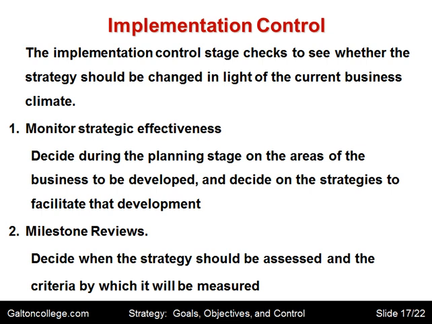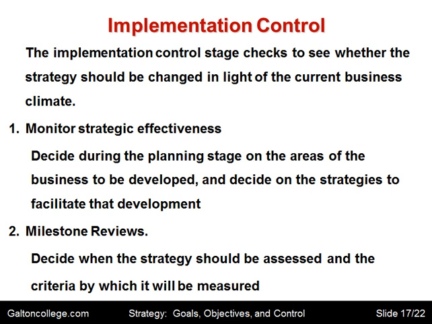So the implementation is to really monitor strategic effectiveness. Decide at the planning stages the areas of the business that are to be developed. Is it the whole business, or is it just some sections of the business, some products perhaps within the business, allowing other products to die off eventually, or to run their course, or even be sold off to competitors? So decide on the areas of the business to be developed, and then look at what strategies can be developed to enable that development to take place.